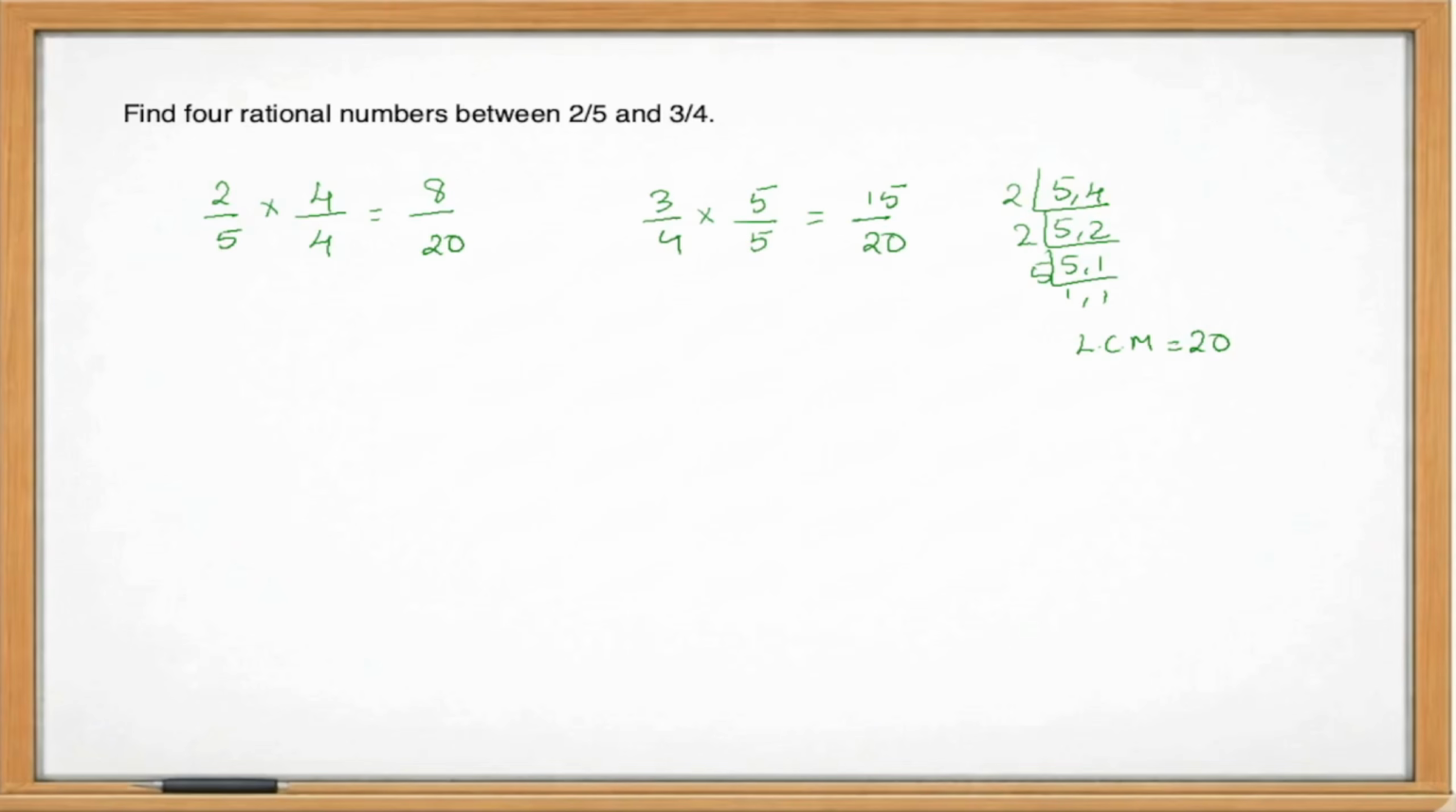So we have to write 4 rational numbers between 2 by 5 and 3 by 4. That is 9 by 20, 10 by 20, 11 by 20, 12 by 20. So these are the 4 rational numbers between 2 by 5 and 3 by 4. I hope you understood. When the denominators are different, you have to make it same. For that, you have to find the LCM and then do the normal way how you do this. Okay, now let us go to the next page.